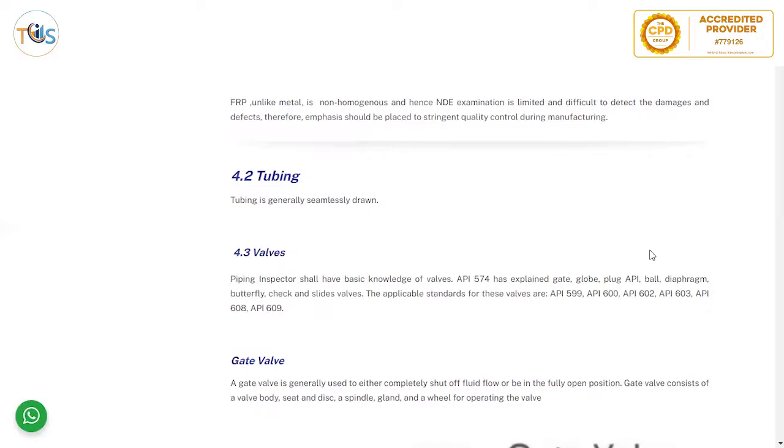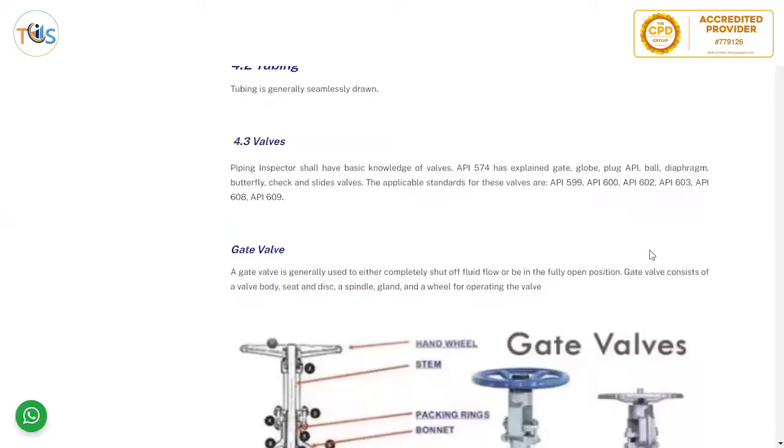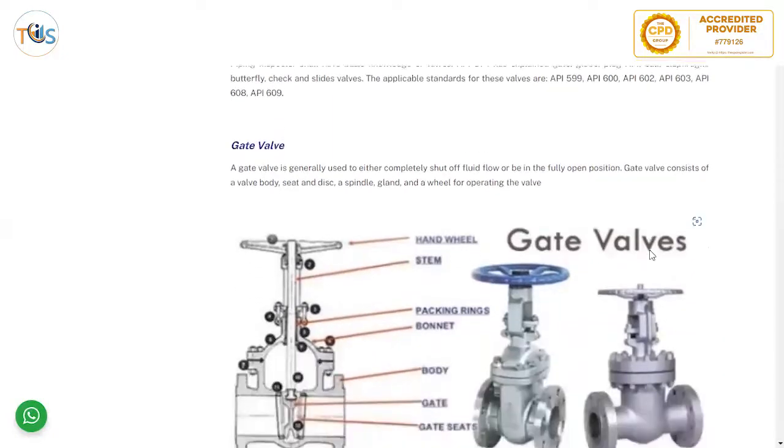Tubing is generally seamlessly drawn. Valves. The piping inspector shall have basic knowledge of valves. API 574 explains gate, globe, plug, ball valves, diaphragm valves, butterfly, check, and slide valves. The applicable standards for these valves are API 599 and 600, up to 609.